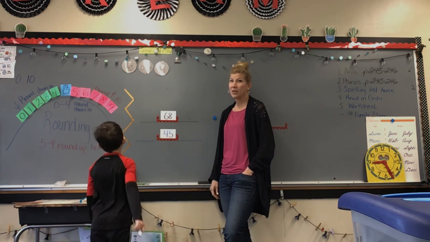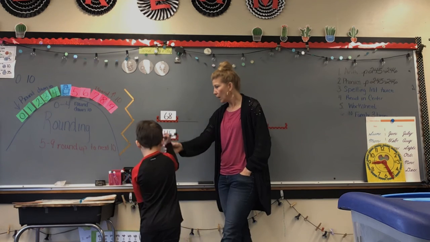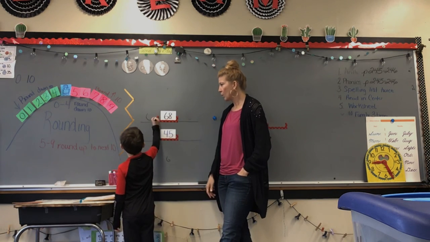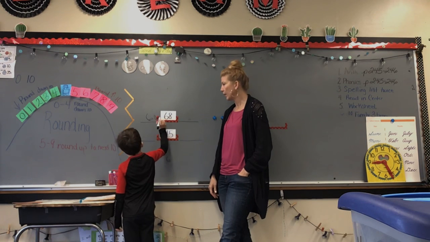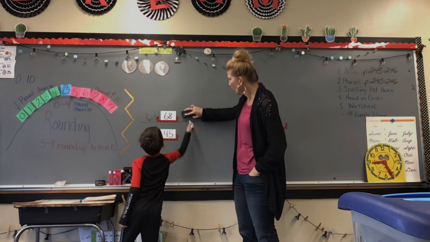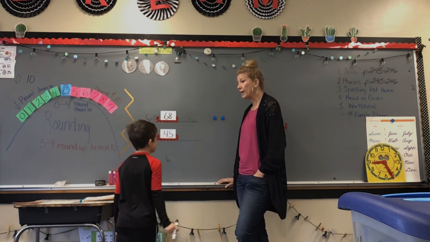69. That's not a tens place number. Did you figure it out? Put the number up here and here. 60. So 60 goes on this side. Good. And on this side is 70. You can go ahead and rewrite it neatly. Write it neatly, please.